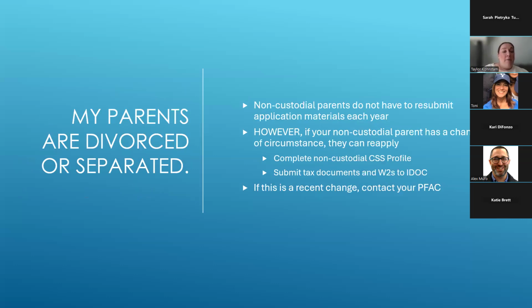Now, another scenario that we come across is, let's say your parents are divorced or separated. Typically, as Tony might have mentioned, non-custodial parents only need to apply for financial aid one time. They don't need to apply every year while you're at Yale. But if there's a change in circumstance for the non-custodial parent, they can reapply for aid. Step one, again, is to contact our office so that we can update your checklist and add the needed requirements. That's the checklist on your Yale Hub, not your iDoc, because those are different.